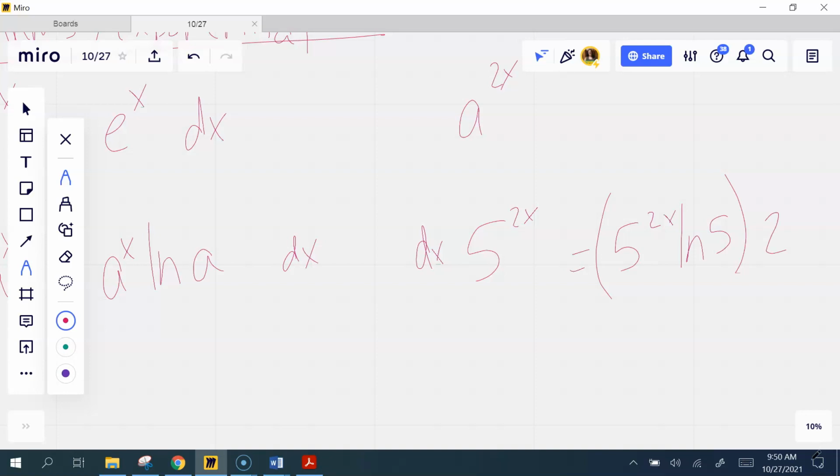Oh, you forgot the dx. The dx is 2. The dx is the derivative of the inside, so that's x. That's what I was saying. Okay, so that's why I'm putting that dx there in case you have to chain rule it. I just want to make sure you understand that the chain rule still applies.